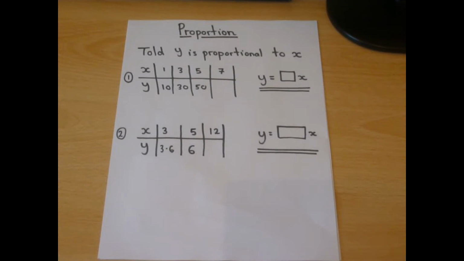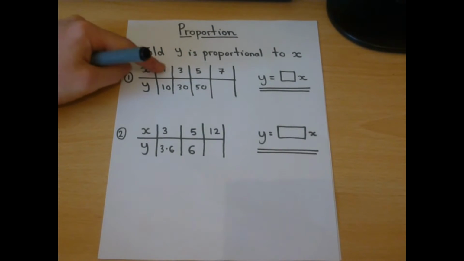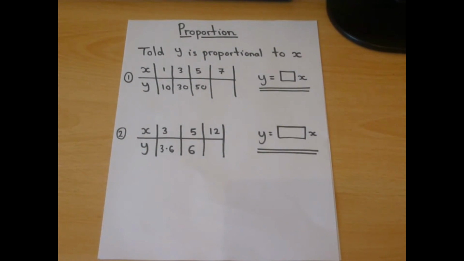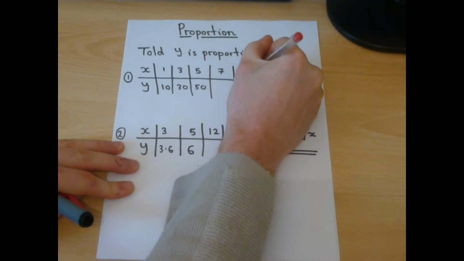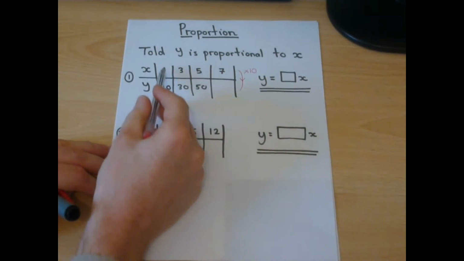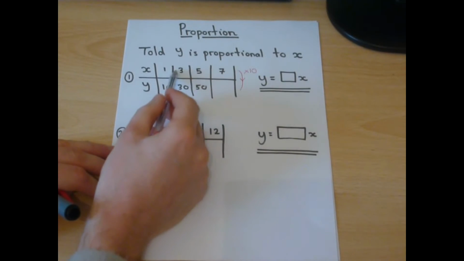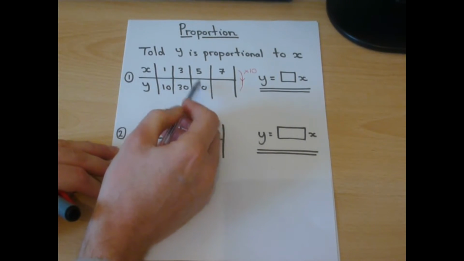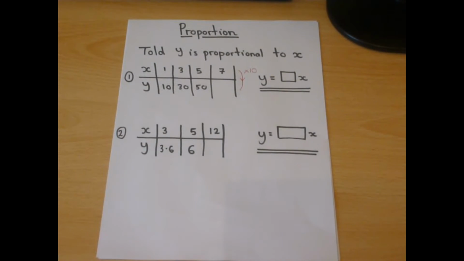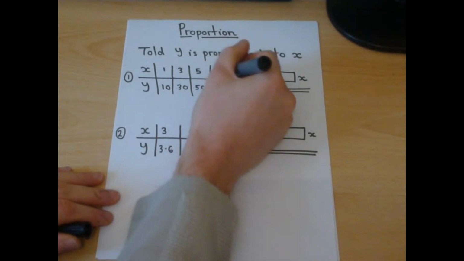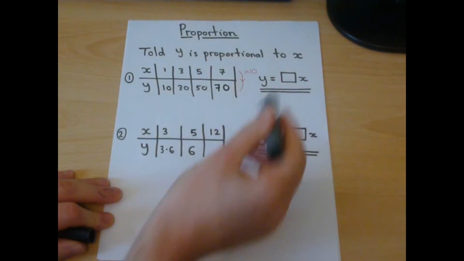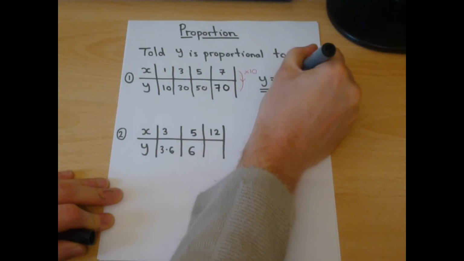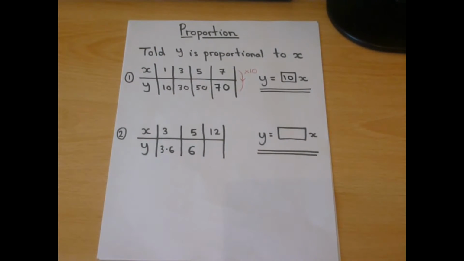Now proportion means multiplying or dividing, and I think you can see how to get from x to y every time: the x coordinate has been times by 10. 10 divided by 1 is 10, 30 divided by 3 is 10, 50 divided by 5 is 10. This, of course, must therefore be 70 times by 10, and the rule is that to get to y, we do 10 lots of x.